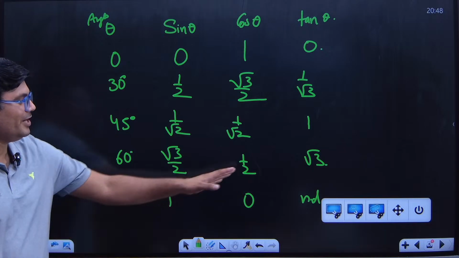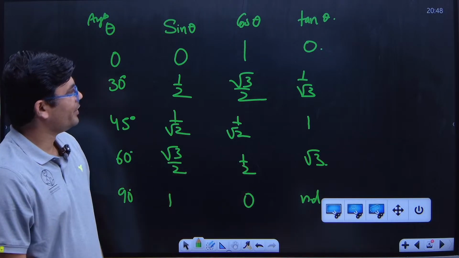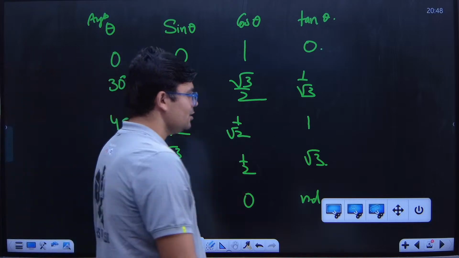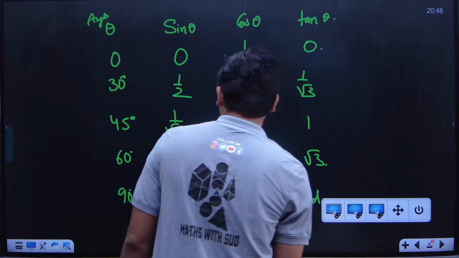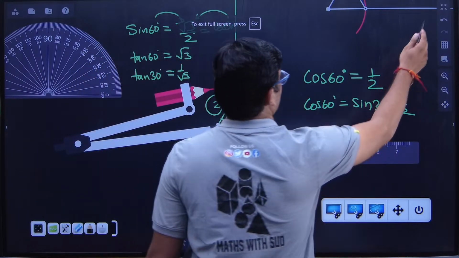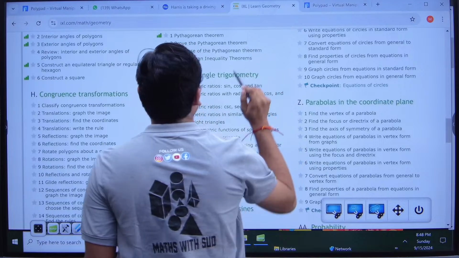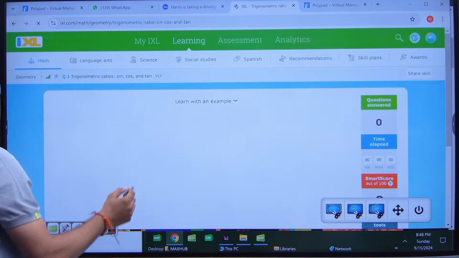Okay, so written all this. Yes, sir. Okay, so we have learned these values. Now we will move to the IXL to do some questions, and you can practice after the class as well. Trigonometric ratios, sine, cos, tan. Let me see how fast you can tell me.